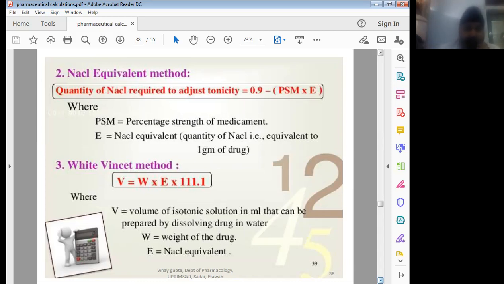Then the White-Vincent method, where we calculate the volume of isotonic solution in ml that can be prepared by dissolving the drug in water. Now V is equal to W multiplied by E multiplied by 111.1, where W is the weight of the drug and E is the sodium chloride equivalent.